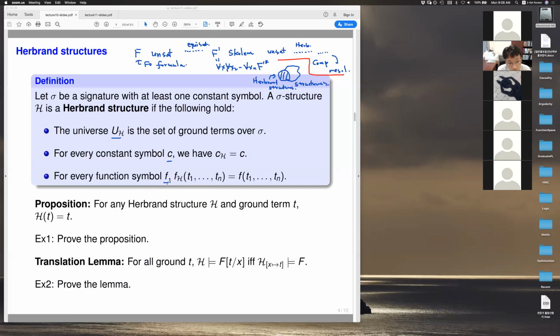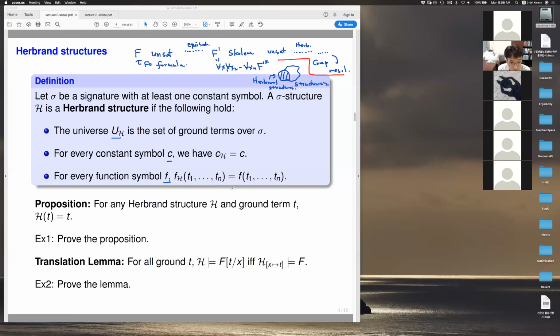A function symbol will be interpreted as a map that takes terms t1 up to tn and just puts the symbol f in front. It takes t1 up to tn, which are elements in the universe, and the behavior of the interpretation of f is just to construct a new term which puts f in front of t1 through tn, in the application form.